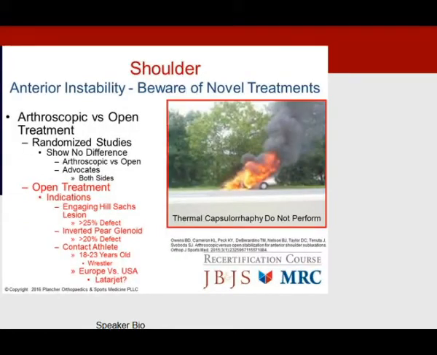Most importantly, whether you do arthroscopic or open treatment, realize that randomized studies show no difference between the two. It's important not to take on certain procedures like a thermocapsulorrhaphy because results will not be successful, and we want to do the best for our patients. If you do open treatment, some of the indications are engaging Hill-Sachs lesions, as we'll speak about, a glenoid defect greater than 20 to 25%, an inverted pear glenoid, or a contact athlete, as we just spoke about. In Europe, it is more popular to do the Latarjet as a primary procedure, and here in the US, we seem to hold to an anatomic repair of soft tissue with a Bankart procedure.